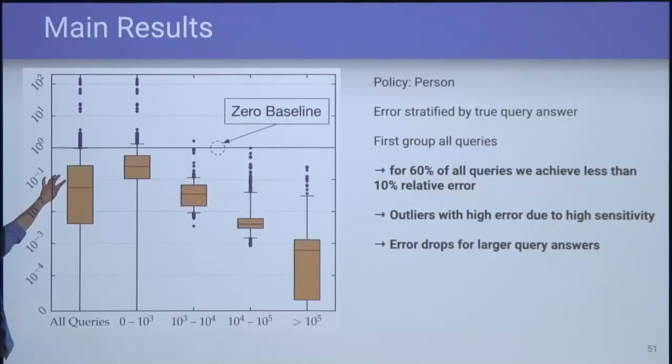The y-axis is the relative error. When you say 40%, you're saying if you take the 10 to the negative 1, 40% is above that. Yeah. This is 50% here, so I would guess that 60% is there. Every blue point here is an outlier query, and the box plots show the percentiles of the relative errors inside.